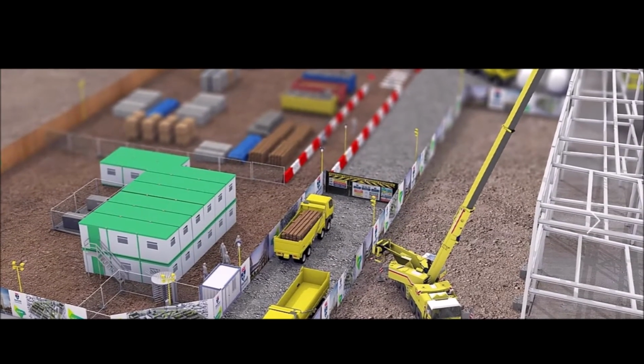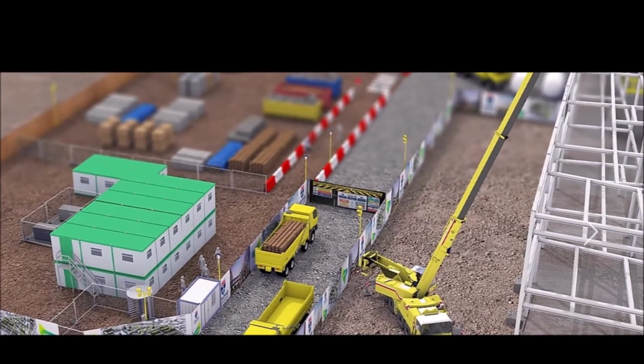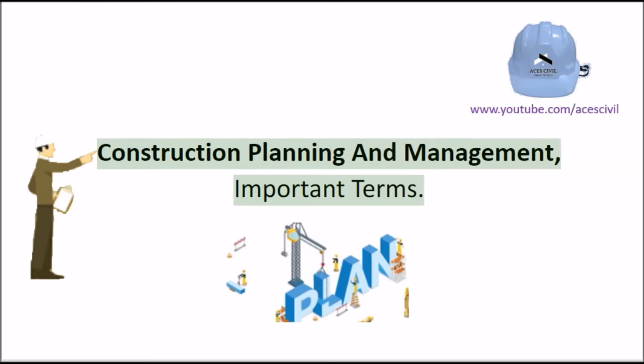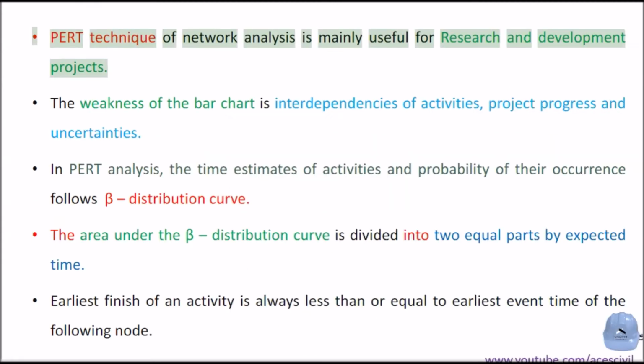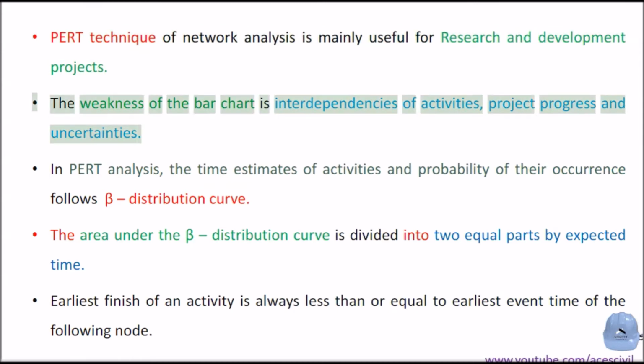In today's video we are going to discuss construction planning and management. Important terms. The PERT technique of network analysis is mainly useful for research and development projects. The weakness of the bar chart is interdependencies of activities, project progress, and uncertainties.